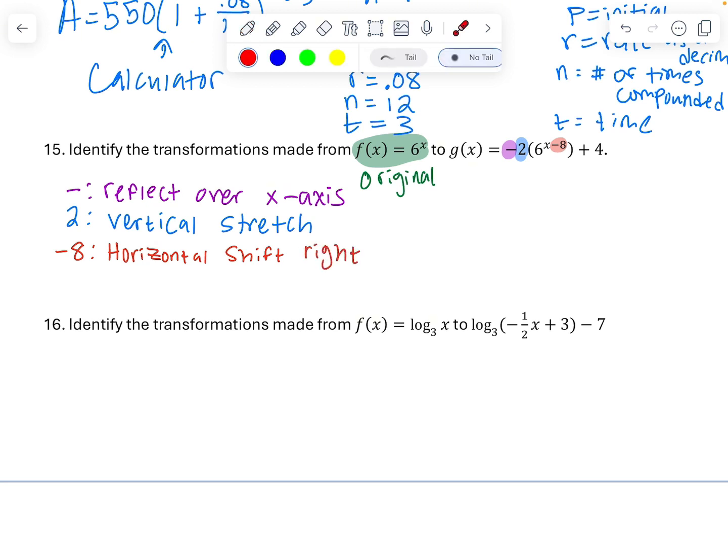Okay, so remember, everything attached to x's is a little wonky. I'm going to go in the positive direction 8. All of that sign flips. And the last thing I see is this +4. This +4 at the very end is a vertical shift up. It's at the very end of my equation, which means I'm just going to go up. If that was negative, we'd go down.